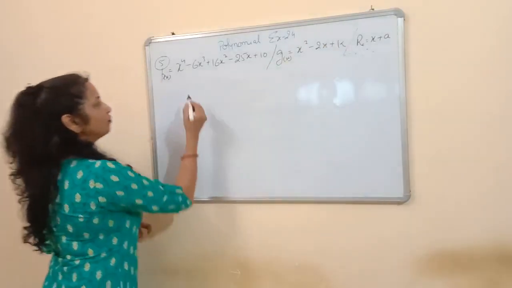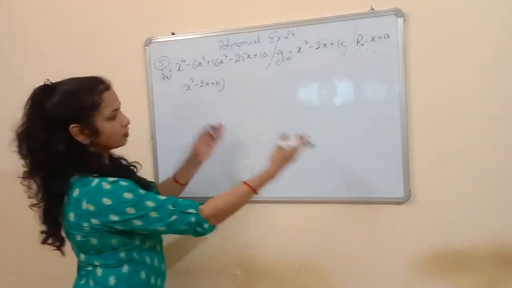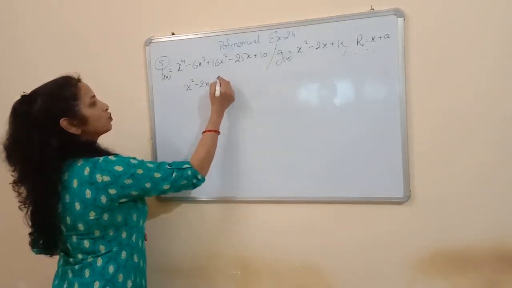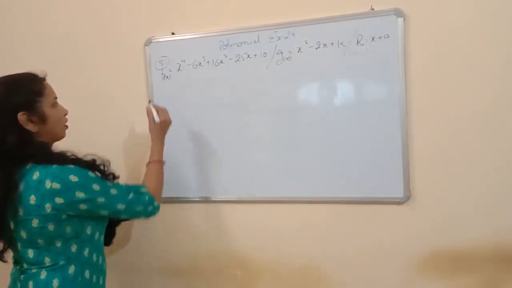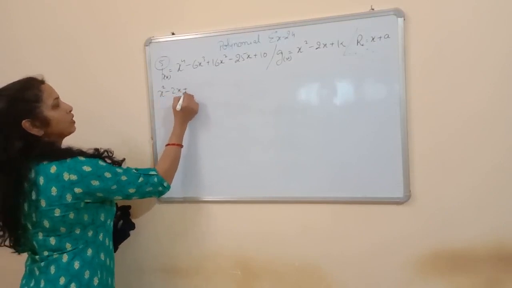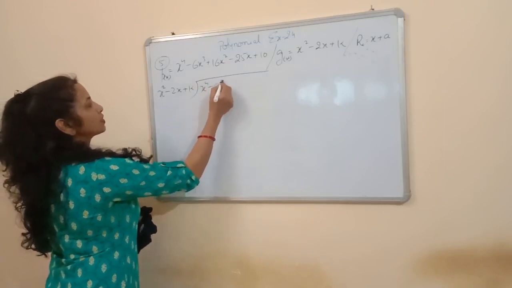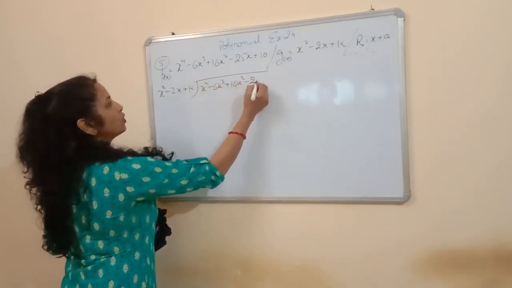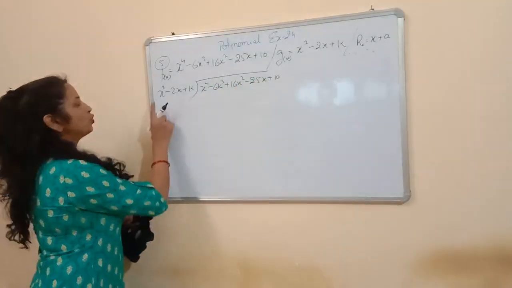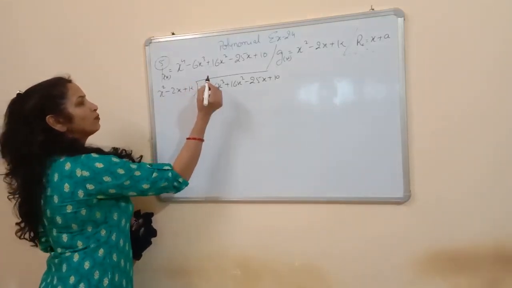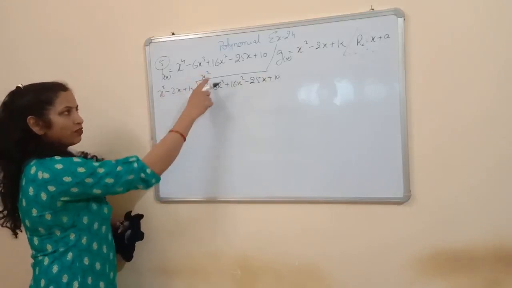So let's divide the equation. x square minus 2x plus k. Actually this is a very long division and I don't have much space here on this board, so I will try my best. x square minus 2x plus k, and we have to divide the equation x to the power 4 minus 6x cube plus 16x square minus 25x plus 10. First, as you do division, you have to divide. So we will multiply x square by x square. Where should I write? I think here. By multiplying x square with x square we will get x raised to power 4.